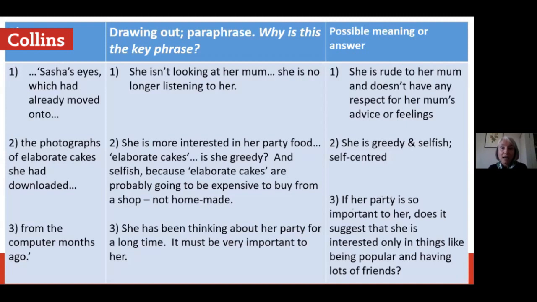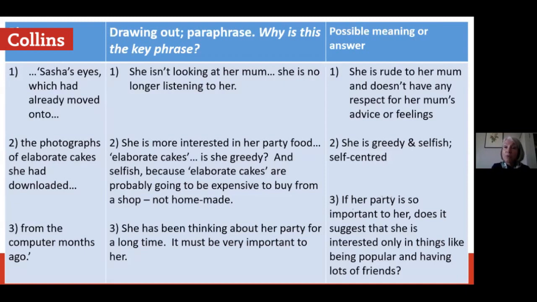what is Sasha like? So if we were going to write an answer, we would say, Sasha's very obstinate and stubborn. She's very self-centered. She doesn't listen to her mum's advice. She's possibly quite a greedy girl. She's quite motivated by food, and she's very motivated by her social status. It's very important to her to be the most popular girl in the class. And that is the answer that will get an A star.